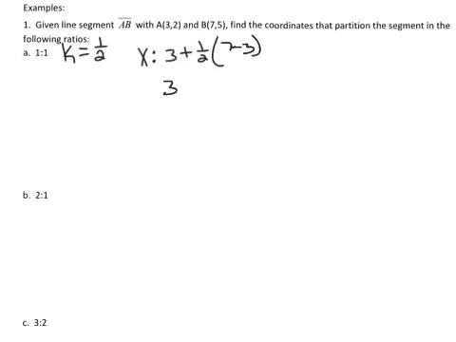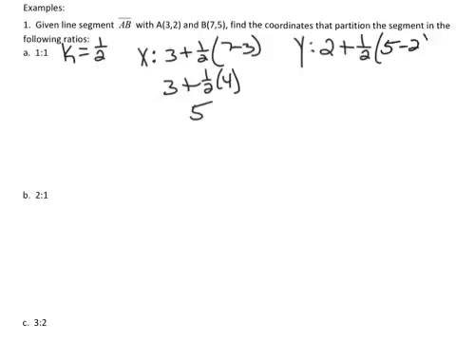So for x, I have 3 plus 1/2 times 4, and I end up with 5. There's my x value. I do the same thing for y. I start at 2, so there's my starting value, and I add the scale factor multiplied by the difference, 5 minus 2. So that ends up being 2 plus 1/2 times 3, and I get 3.5. So the coordinate that divides that line in half is (5, 3.5).